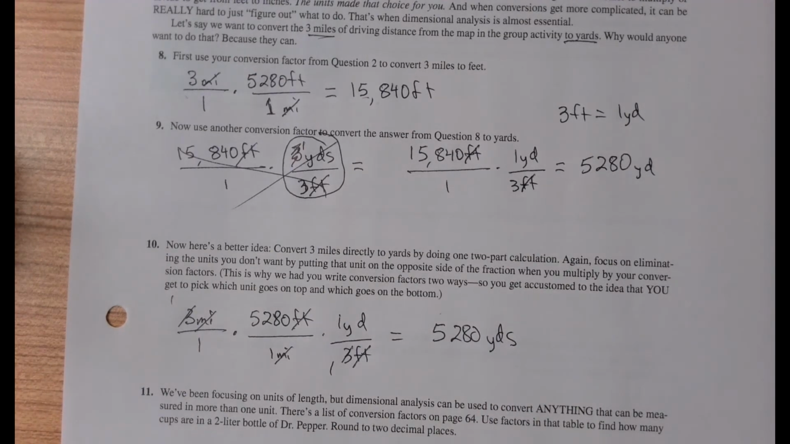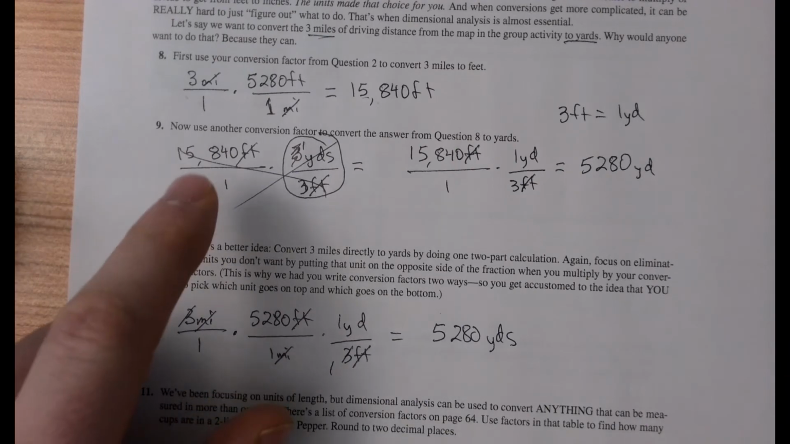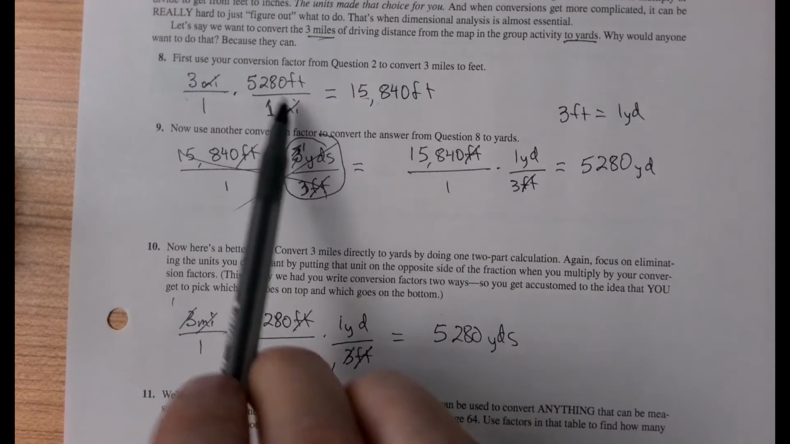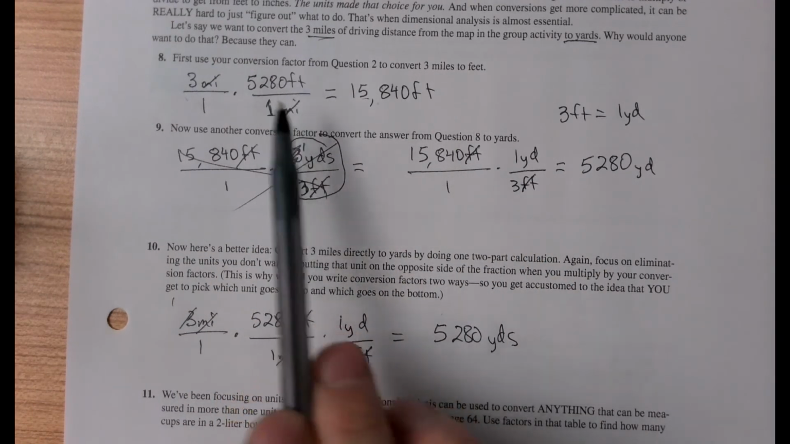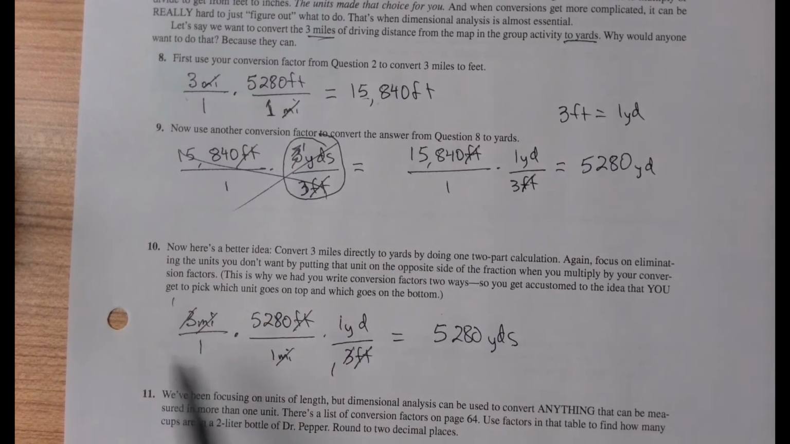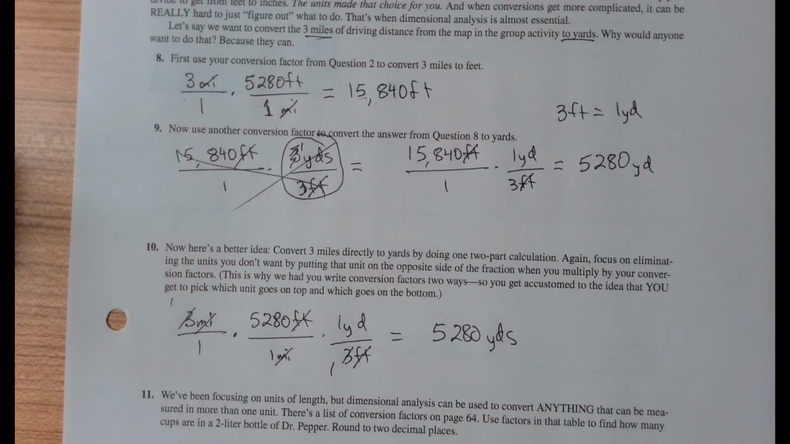So the moral of this story is, if you want to do this slowly, step by step, you can do it up here, 1 conversion factor at a time, or you can do all the conversion factors at once.